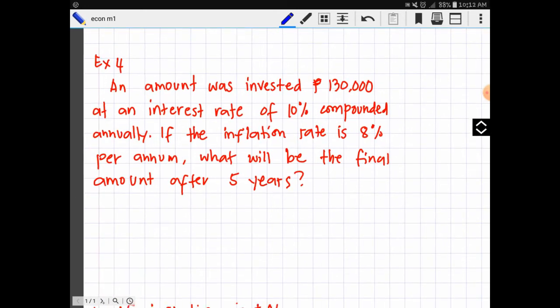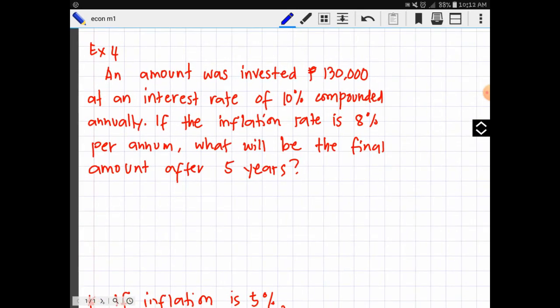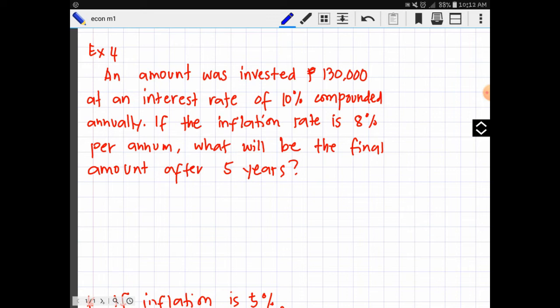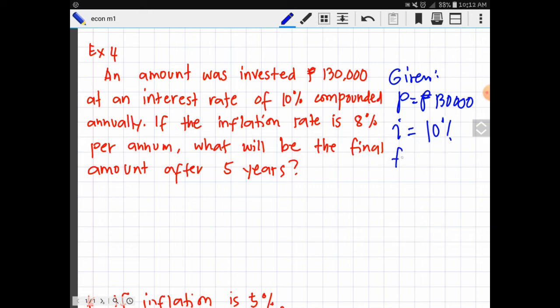Example number 4. This is just like number 3, an additional example. An amount of 130,000 pesos was invested, so that would be our P. At an interest rate of 10%, compounded annually. If the inflation rate is 8%, it is really just like number 3, only the value of P changed. Our N here is 5 years.